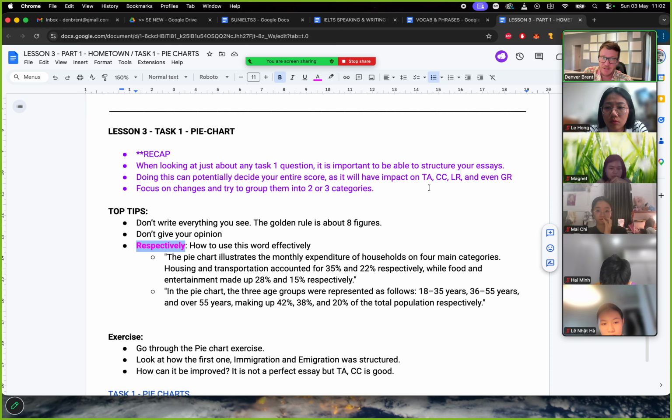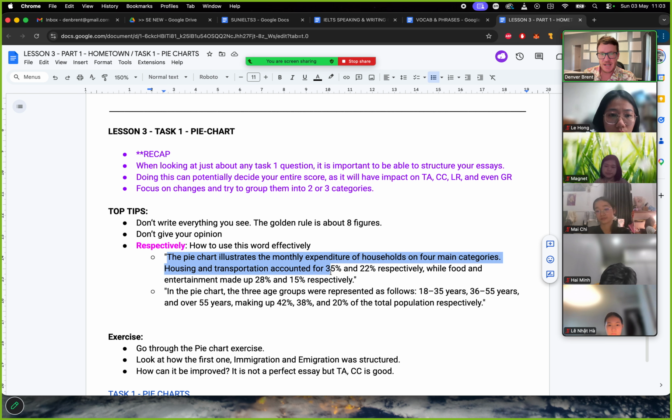If you're using the word respectively, it means that there is cohesion and coherence. It means you're making things easily understood. You're getting lexical resource points, and your grammar is generally a little bit more advanced when you're doing this. So it's one of those words. I like to think of it as an IELTS power word. So what this respectively means, it just means in order. Things in order. So here's an example sentence.